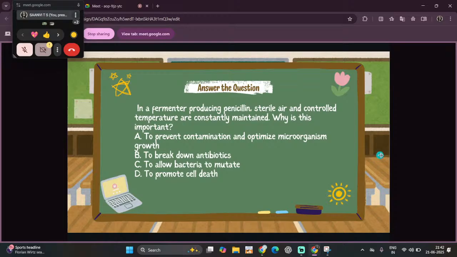So, time for a new question. In a fermenter producing penicillin, sterile air and controlled temperature are constantly maintained. Why is this important? So, you have a few minutes. Go ahead and shoot your answers.